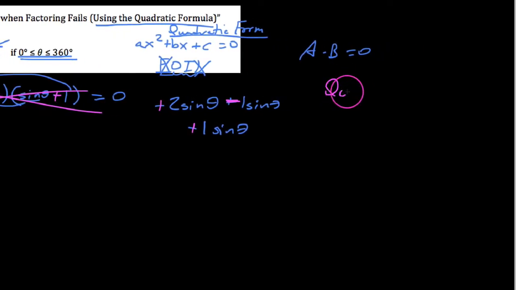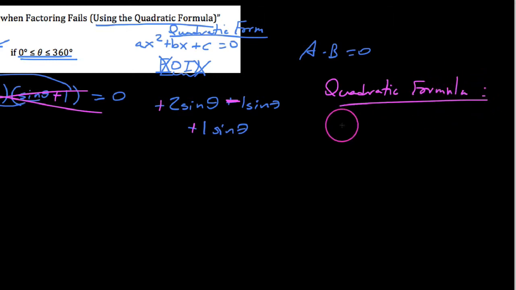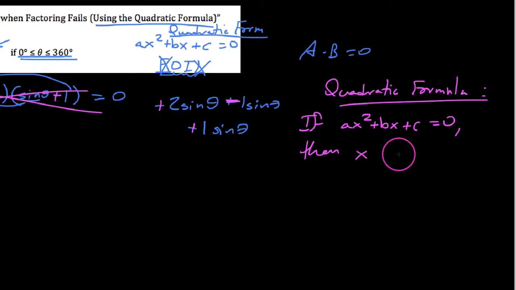What is the quadratic formula in the first place? Recall, it basically says this: if you have something in quadratic form that looks like this and it's equal to 0, then the x values that we're looking for equal negative b plus or minus the square root of something, all over 2a. So negative b over 2a is the standard thing, and the something inside the square root is b squared minus 4 times a times c.